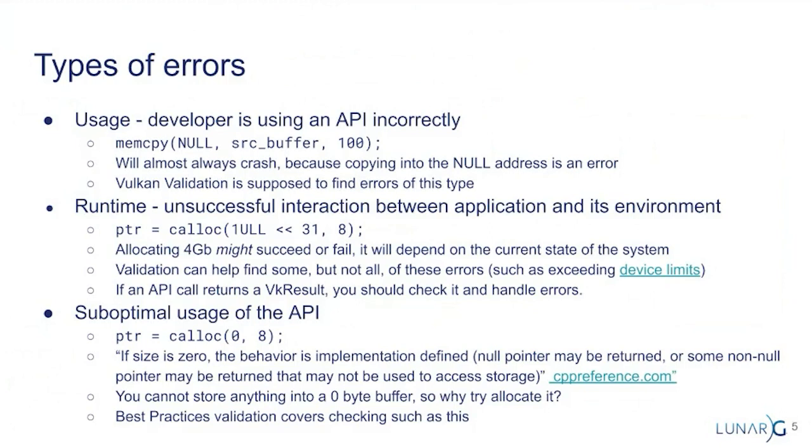And then the last case is using the API suboptimally. With malloc or calloc, you can allocate a 0-byte chunk of memory, and it's implementation defined what happens with that. It'll work. You might get a null. You might get a pointer that points to nothing. But if you have a pointer that points to nothing, why bother doing that? And we have a section of validation called best practices that's for checks like that.